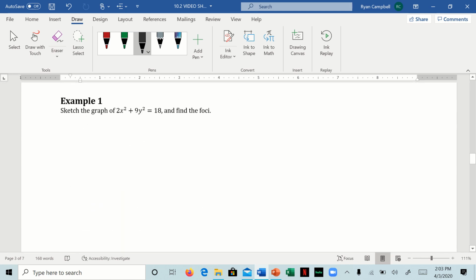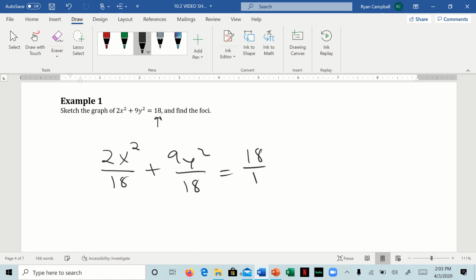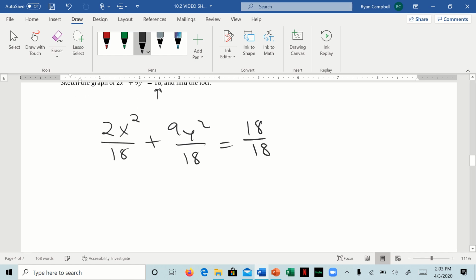So let's look at some examples. Sketch the graph of 2x squared plus 9y squared equals 18, and then find the foci. Remember, we need everything to equal 1. Since it equals 18, we can just divide everything by 18, right? So when we do that, we end up with x squared over 9 plus y squared over 2 equals 1.